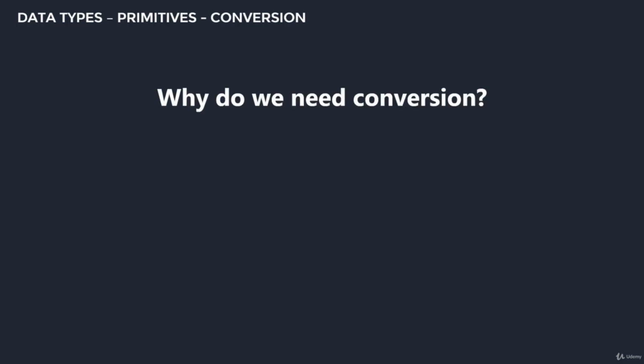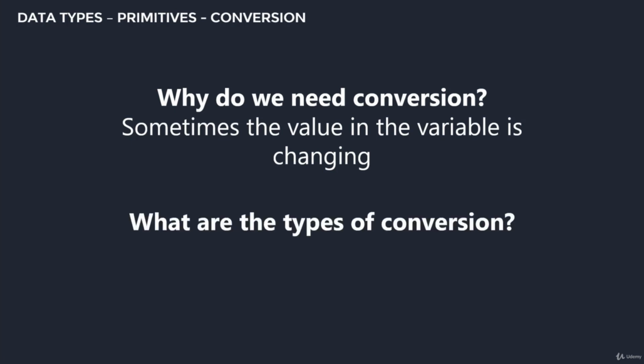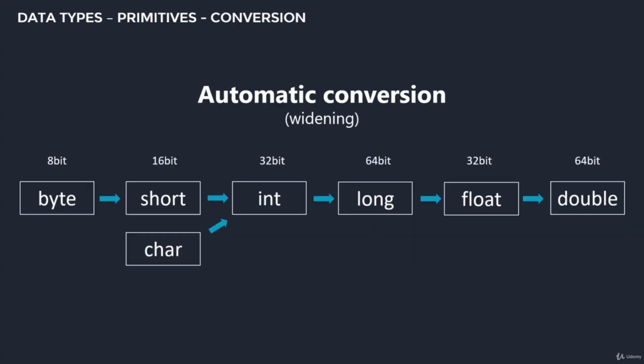So why do we need conversion? Because sometimes the value in the variable is changing. You add up numbers or multiply them, or you need a smaller data type to be converted into another type. There are two types of conversion: widening and narrowing. Automatic or widening conversion is easy. Imagine variables as boxes. Byte is a small box, short is a bigger one.